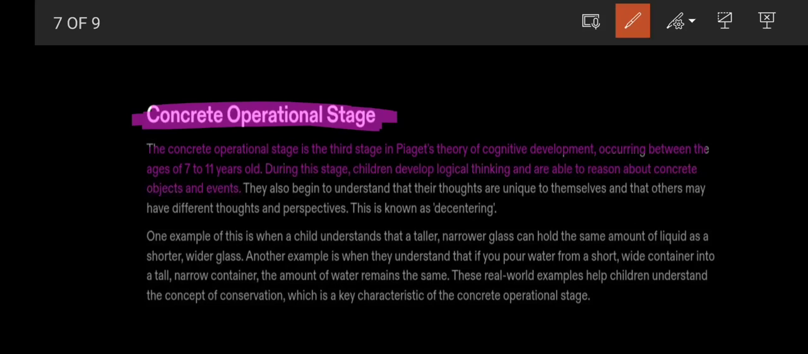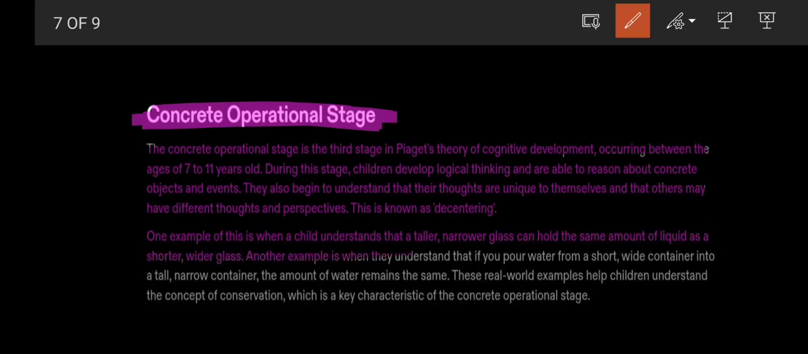In the concrete operational stage, the child will develop logical thinking. They are able to reason about concrete objects and events. They also begin to understand that their thoughts are unique to themselves and others may have different thoughts and perspectives. This is known as decentering. One example is when a child understands that a taller and narrower glass can hold the same amount of liquid as a shorter, wider glass.